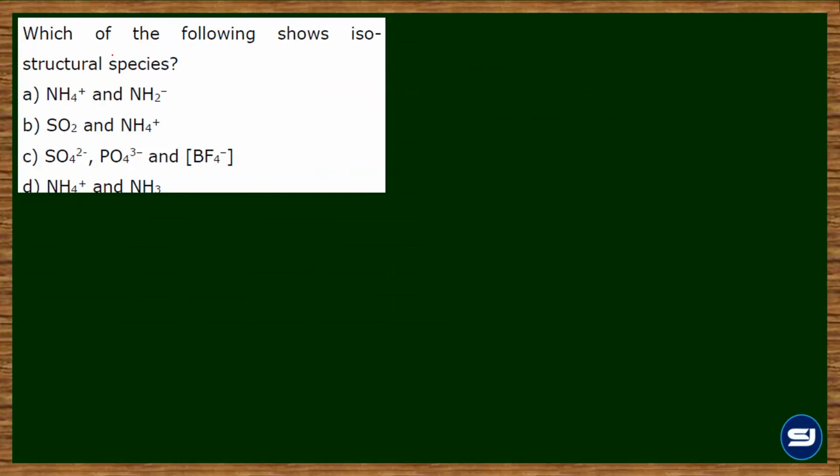Which of the following shows isostructural species? Isostructural means having the same hybridization and the same geometry as well. So ammonium, NH4 plus, will have sp3 hybridization with a tetrahedral geometry. NH2 negative would have nitrogen with 2 bond pairs and 2 lone pairs. Hybridization is sp3, but it will be V-shaped or bent.